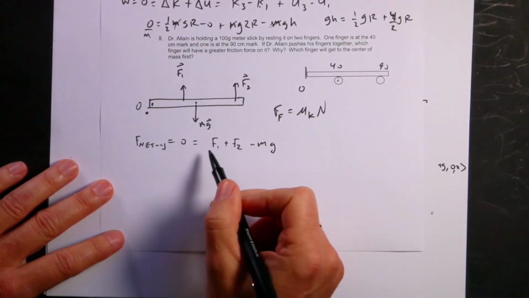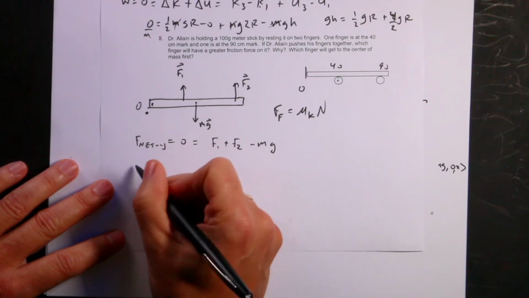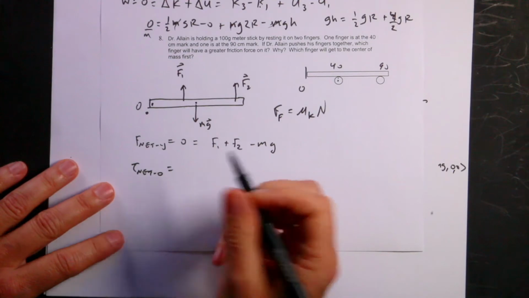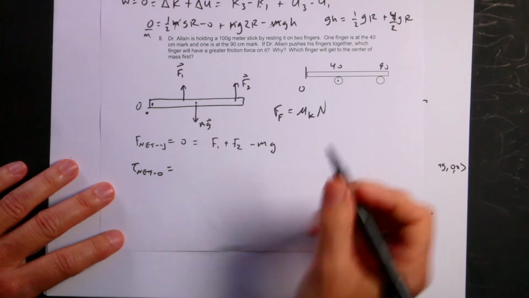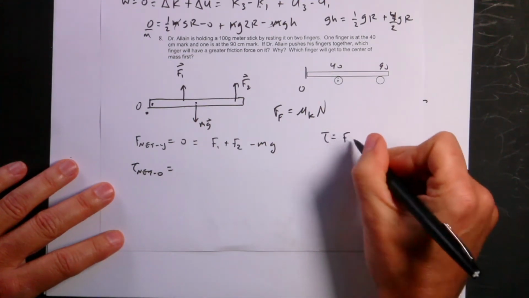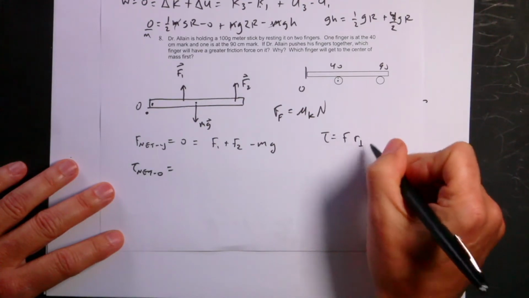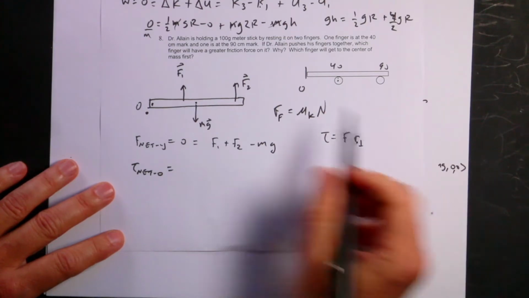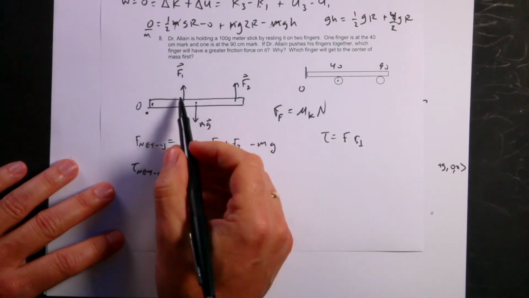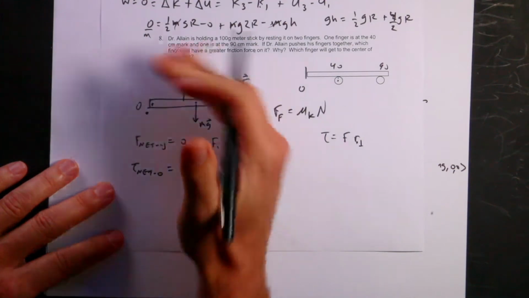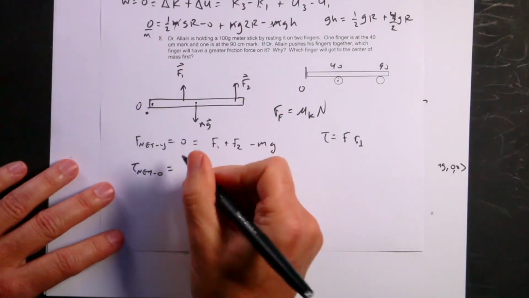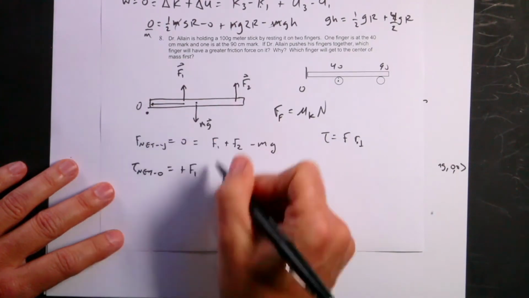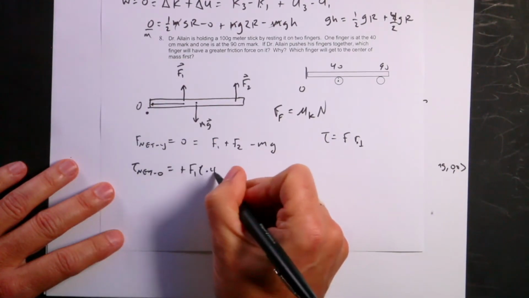Fine. Now I also know that the net torque is 0. Torque net O equals 0. So the torque is equal to F, let's write R perpendicular. So I take the force times the perpendicular distance to that point of rotation, and I can use that in this case. So here's F1. It's going to be producing a counterclockwise torque, so it's going to be positive. So I'm going to say plus F1 times this distance, which is 40. Let's put it as 0.4.